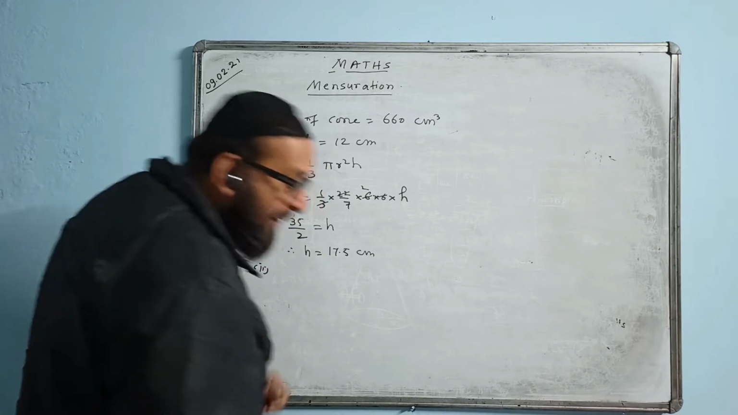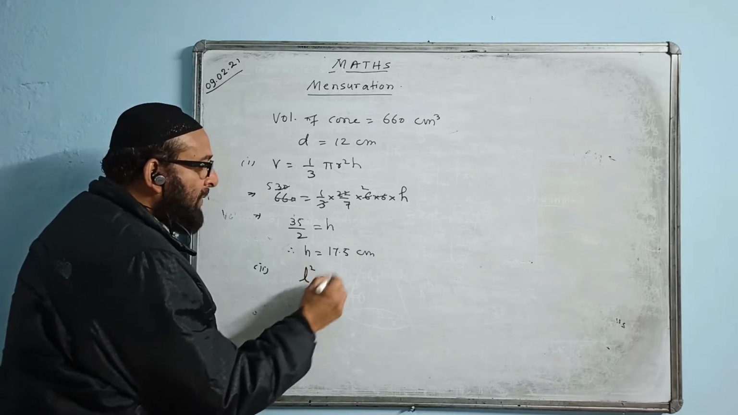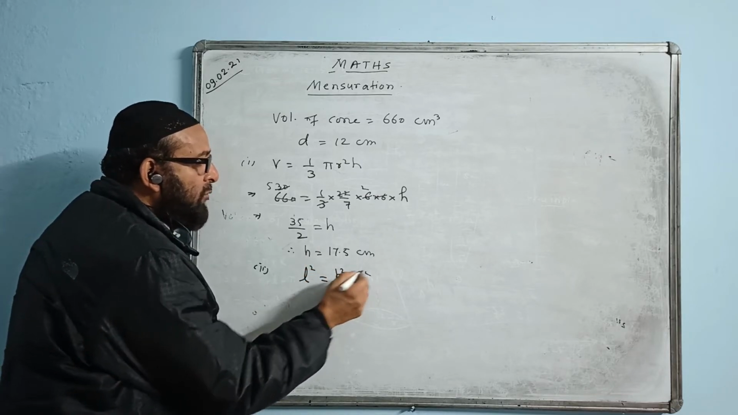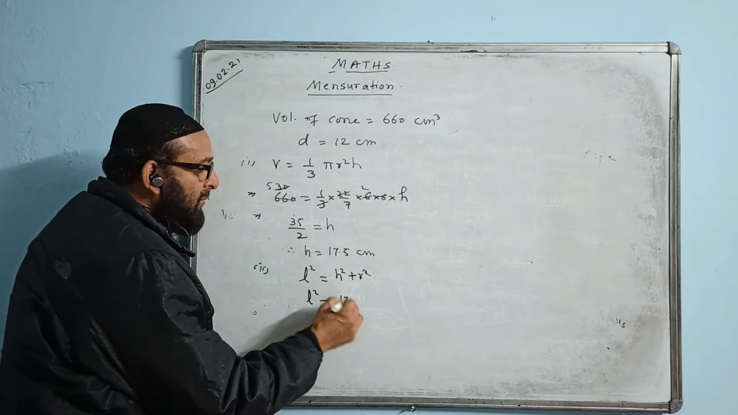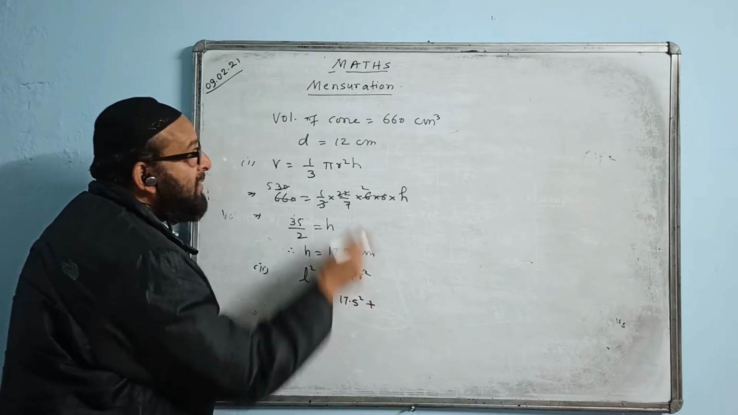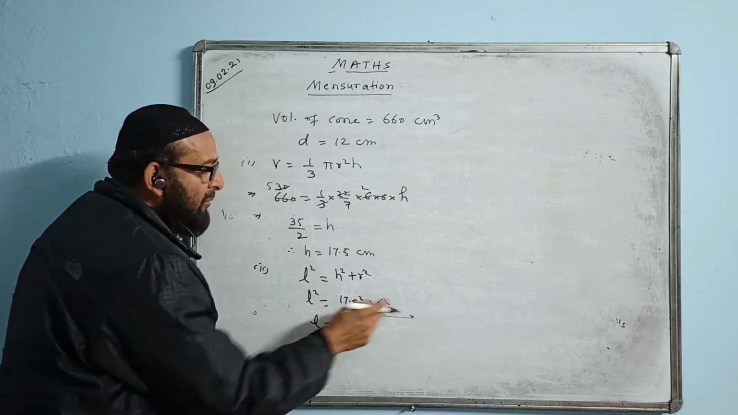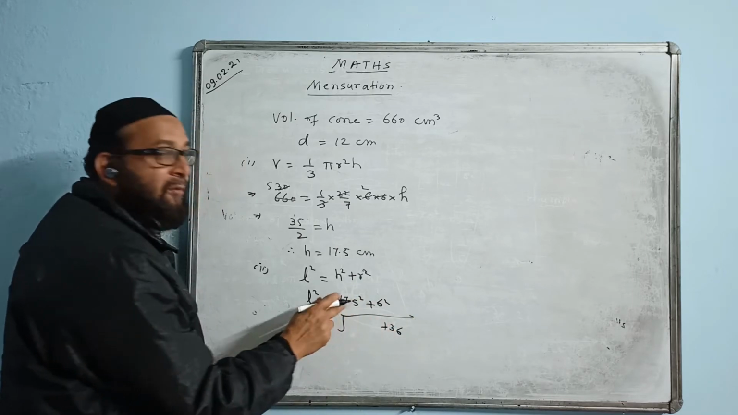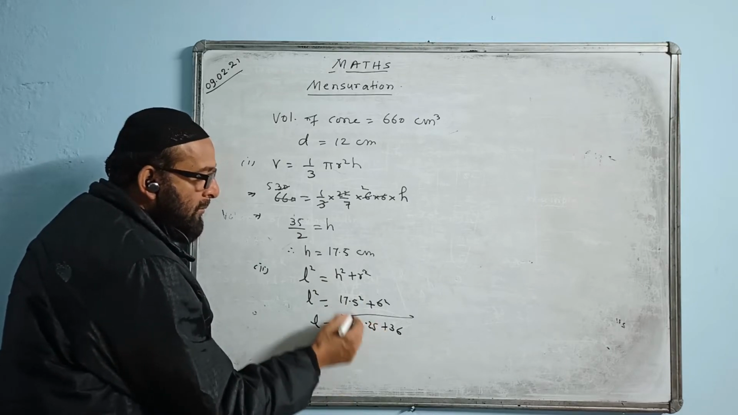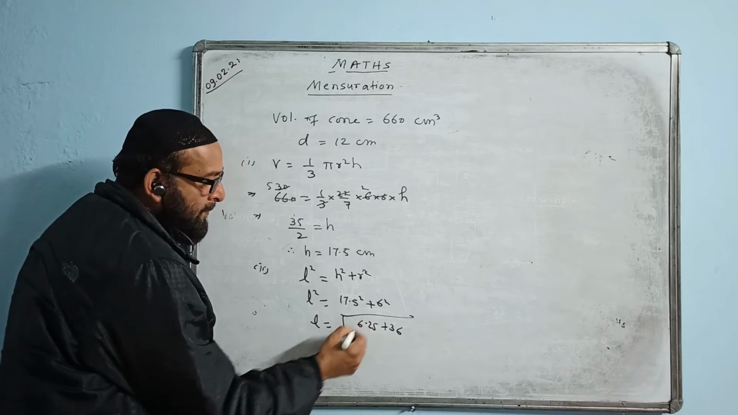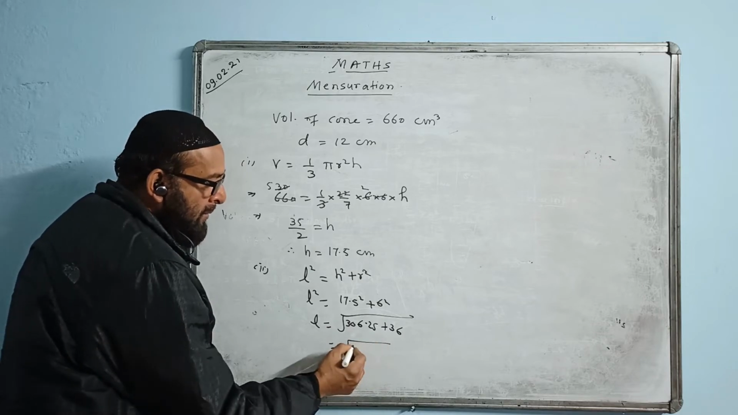Second part of the question is asking to find the slant height of the cone. Slant height is l, you have to find. What is the formula of l? l square is equal to h square plus r square. I mean the Pythagoras theorem. h just now is 17.5 square. Radius is 6, so 6 square. l value will become root of this. We can calculate 6 square is 36, 17.5 into 17.5. Just check what is the answer coming.